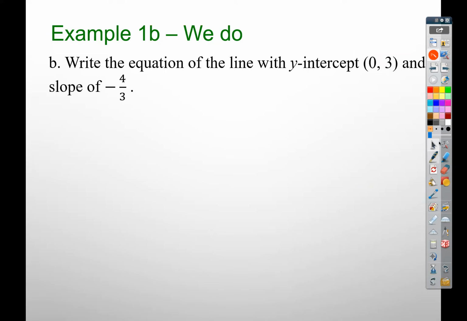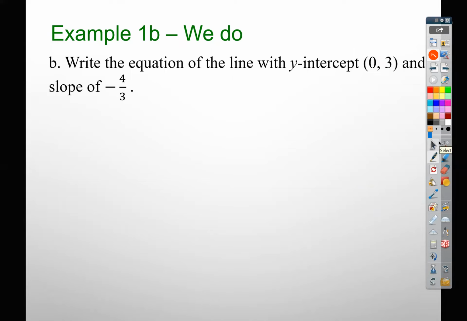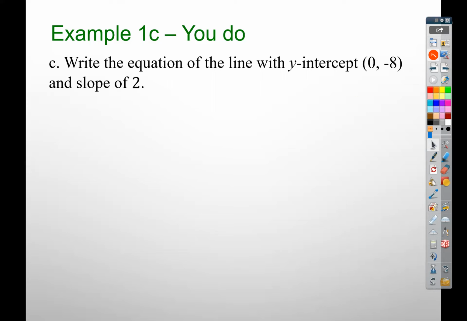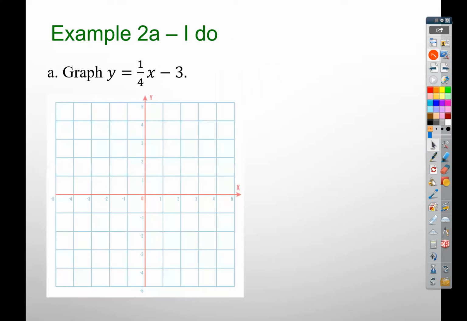Okay, 1b, write the equation of a line in slope-intercept form with a y-intercept of 3 and a slope of -4/3. So y equals mx plus b. You do this one, go ahead and pause. And the answer is y equals 2x minus 8.